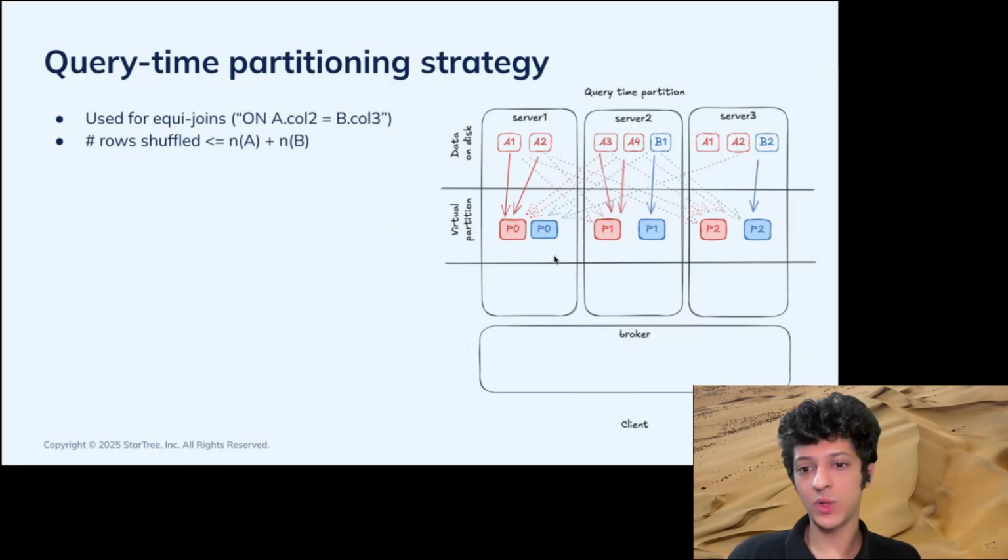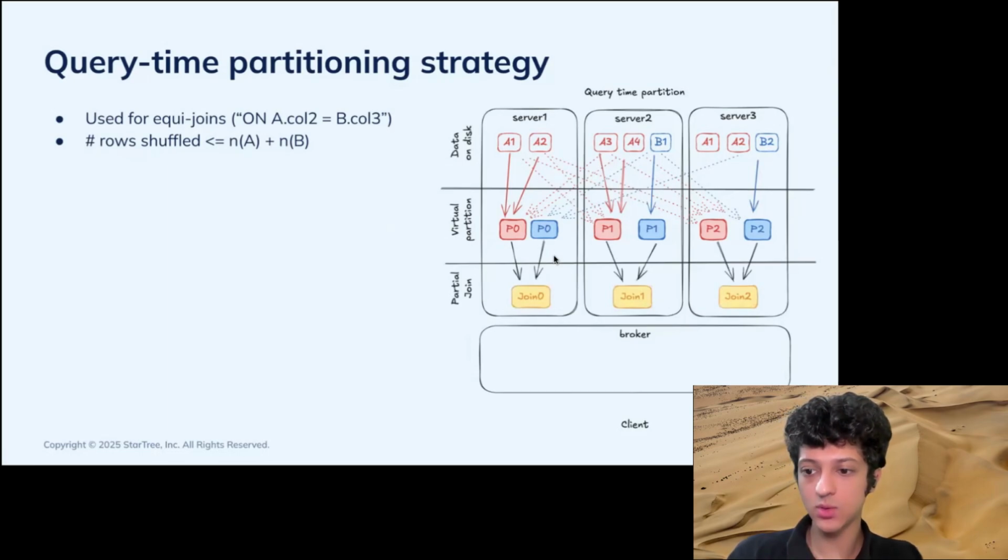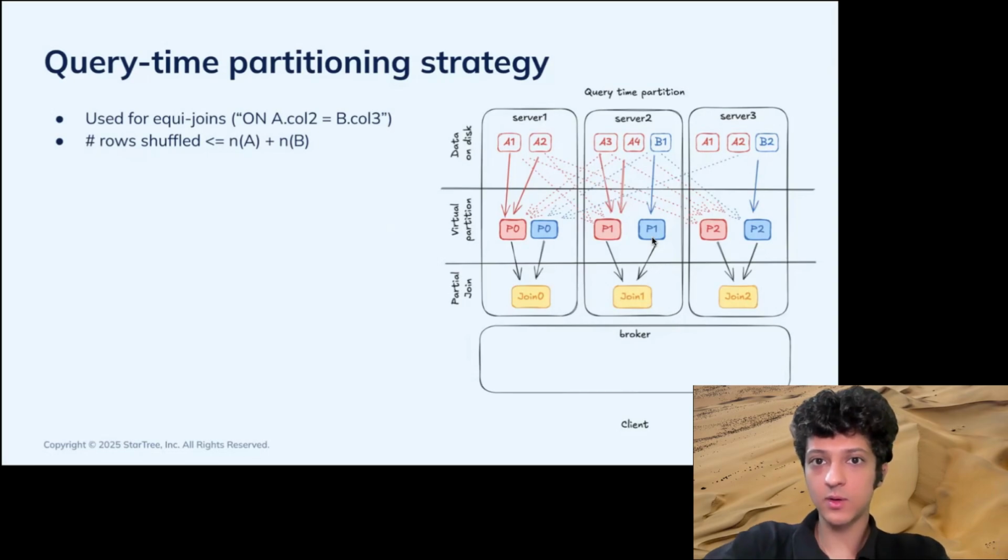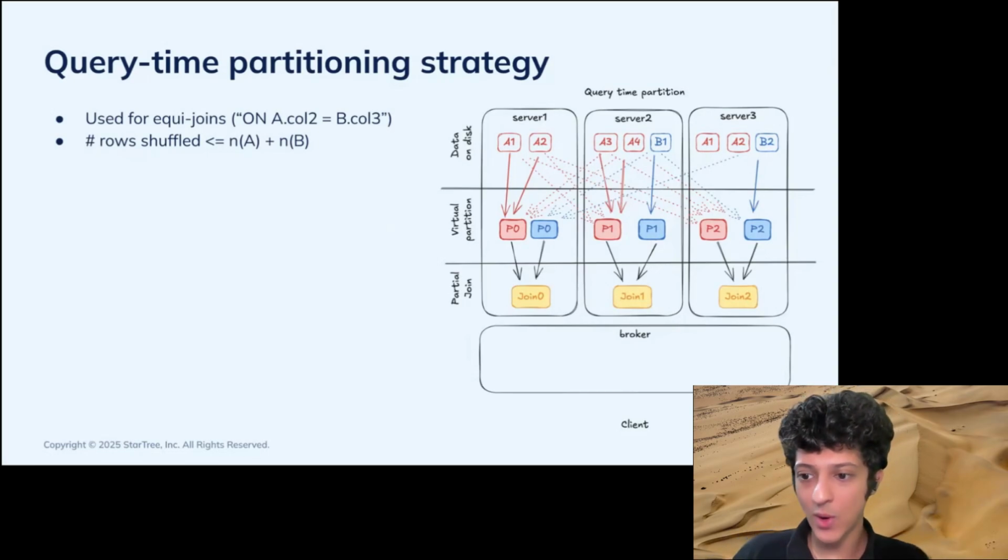And now we can simply execute our local joins on each of these servers. And because of the property of the partition function that we choose, we can guarantee that rows that end up in different partitions didn't need to be joined in the first place. So we are maintaining the join semantics while also being able to distribute the join across multiple servers.